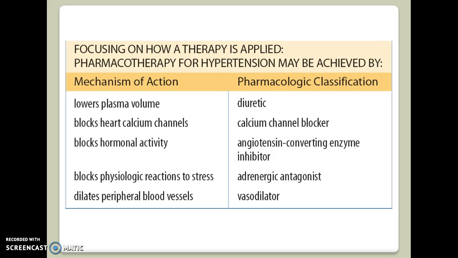So here's a quick chart looking at how a therapy is applied. Something that is a diuretic as a pharmacologic classification is used to lower plasma volume. A calcium channel blocker blocks heart calcium channels, and so on.